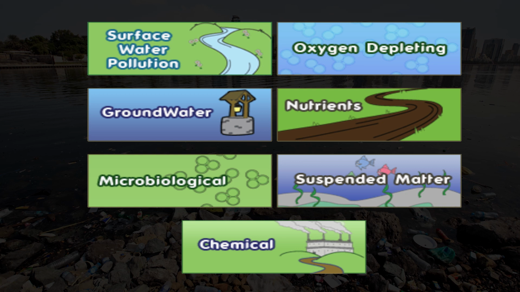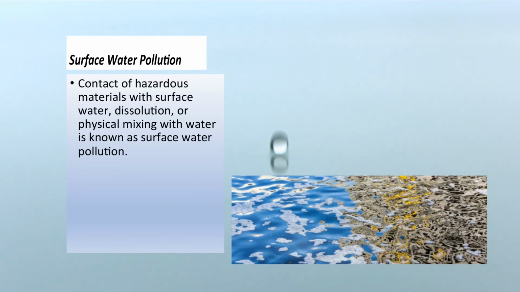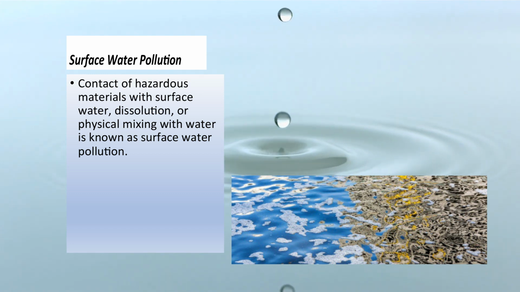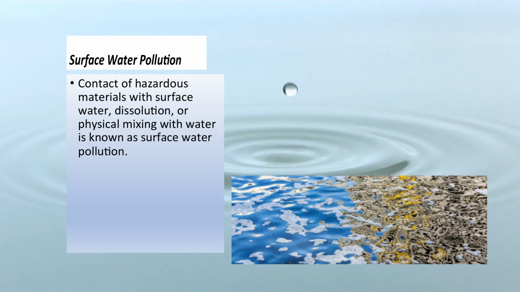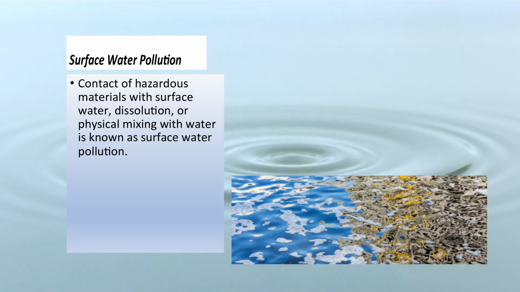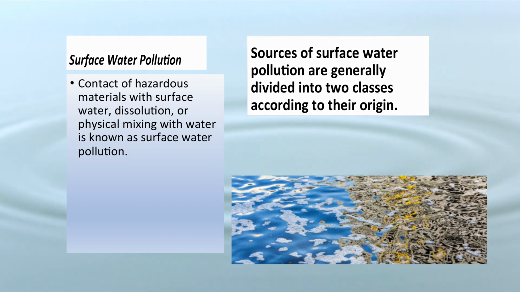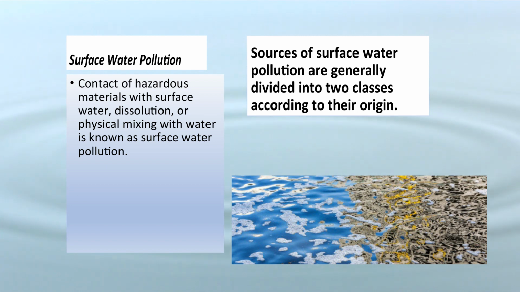Groundwater pollution depletes the nutrients. Microbiological pollution contaminates through suspended matter and chemicals. Surface water pollution mainly comes from the contact of hazardous material with surface water, by dissolution or physical mixing with water, and it is known as surface water pollution. Now, what are the sources of this surface water pollution?